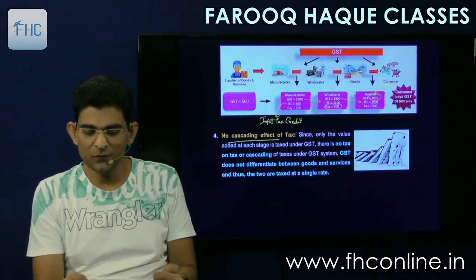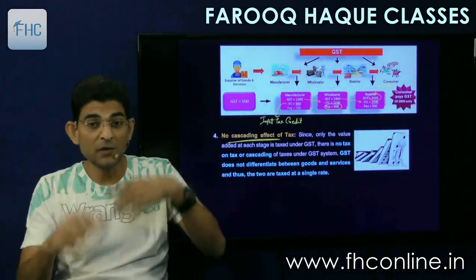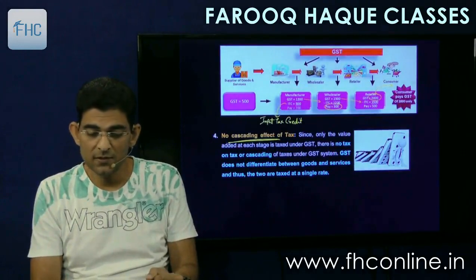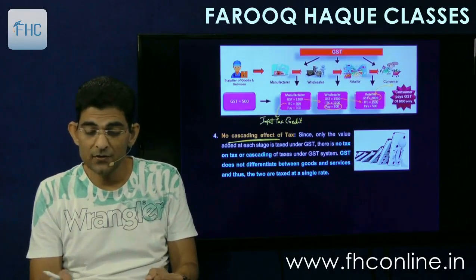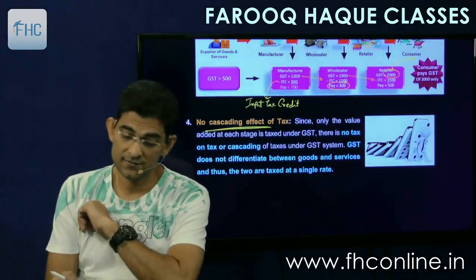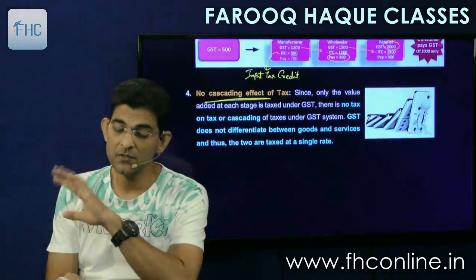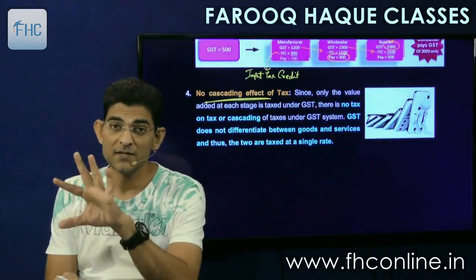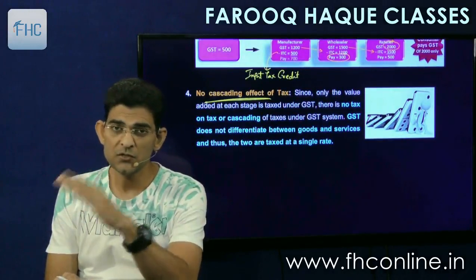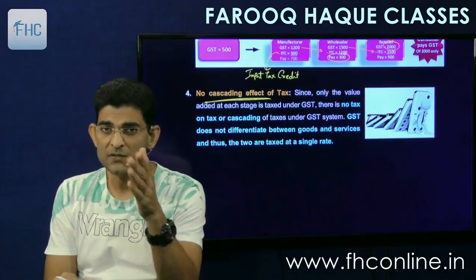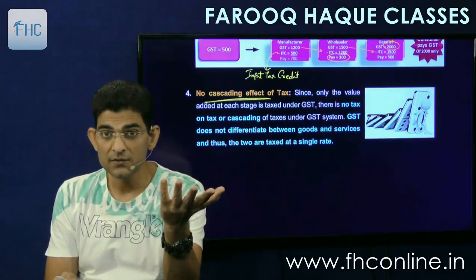Then there is no cascading effect of tax. So there will be no tax on tax in GST because we are allowing the credit. It doesn't differentiate the excise and this and that separately. So GST, GST, GST. At no place will there be a tax on tax.